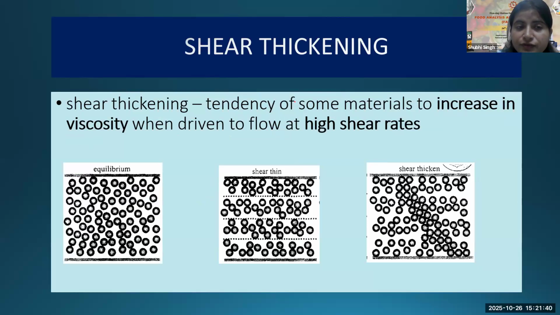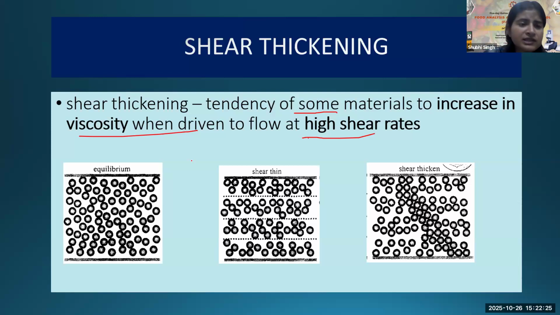And what are shear thickening fluids? Shear thickening is the tendency of some materials to increase in viscosity when driven to high shear rates. When you enhance the shear rate, their viscosity will tend to increase. So those fluids whose viscosity increases on the application of shear rate are known as shear thickening, and those whose viscosity decreases on the application of shear rate are known as shear thinning liquids.